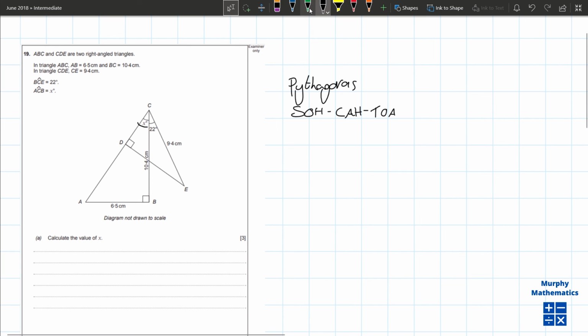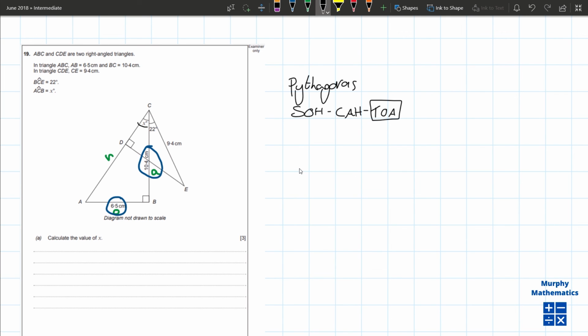Okay, so we've got this triangle. Now we're going to label it with O, H and A. So we know that the opposite of the angle is 6.5 centimeters. We know this is the hypotenuse because it's the longest line. And we know this is the adjacent. Okay, so we've been given O and A. So we know we'll be using TOA.